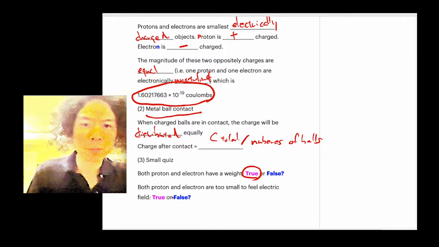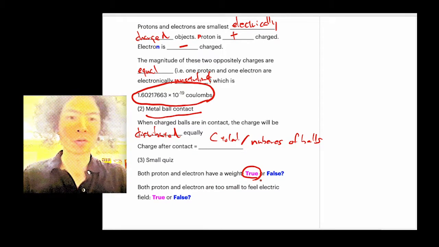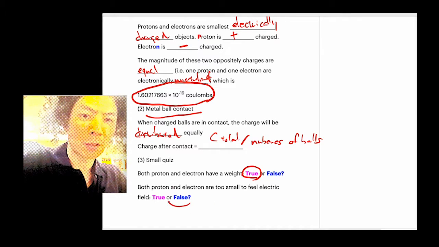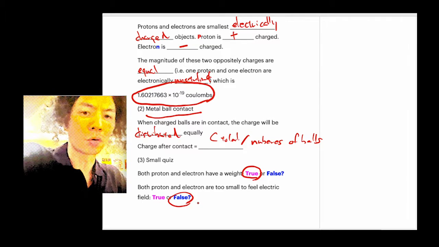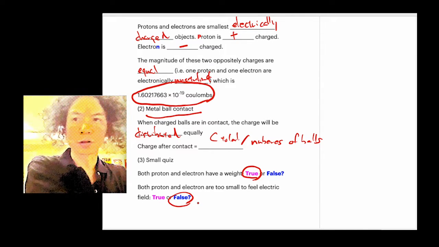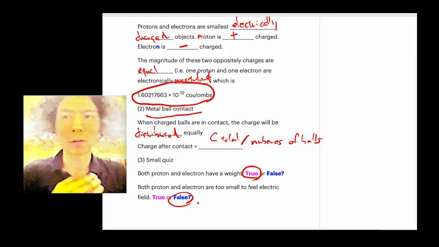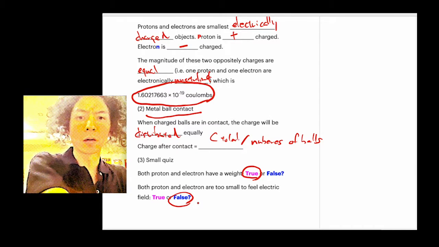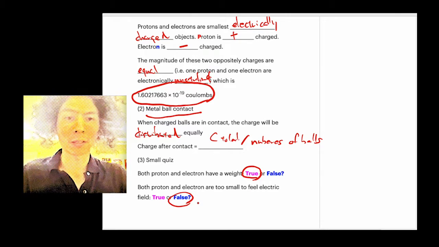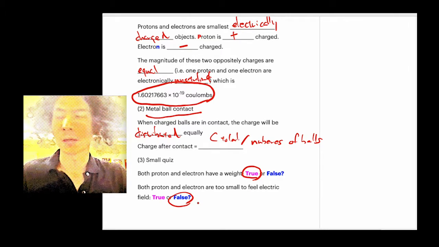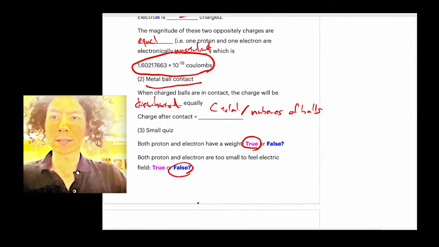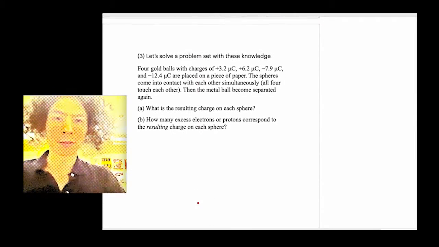Second one: both proton and electron are too small to feel an electric field. Is this true or false? The answer is false. Like I said, you can take protons and electrons as small balls, and like all charged objects, both protons and electrons can feel the electric field. So with this, let's solve the problem set.